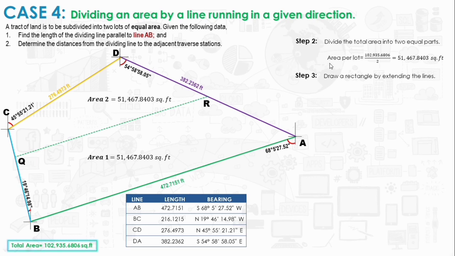Then for step number 3, we have to draw a rectangle by extending the line. So, paano tayo mag-draw ng rectangle? I-follow lang natin kung alin doon sa parallel lines yung mas longer ang length. So, mas longer yung BA kesa sa QR. Therefore, yung length ni BA ang susundin natin. So, dito tayo sa line QR mag-extend ng line. Extend tayo dyan, then extend tayo dito.